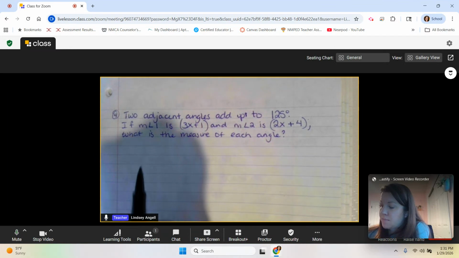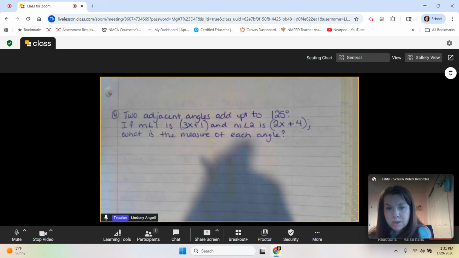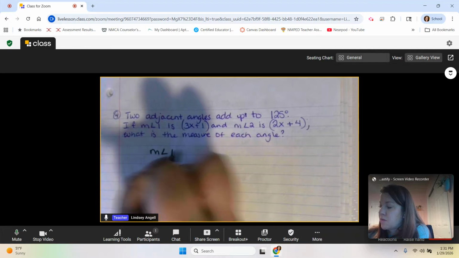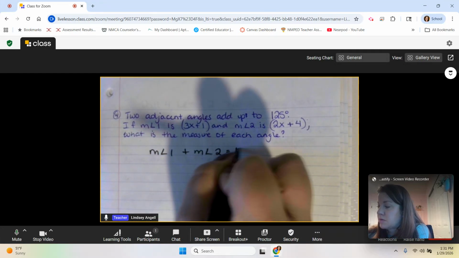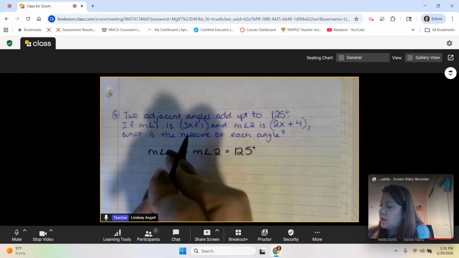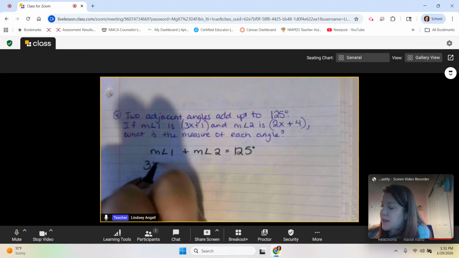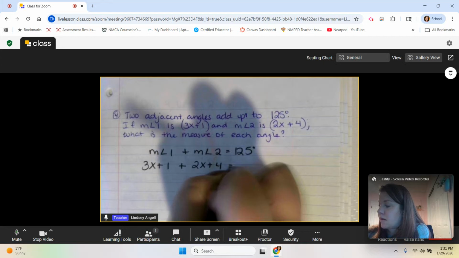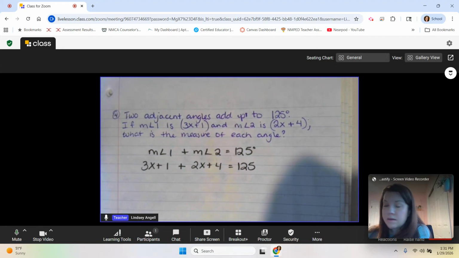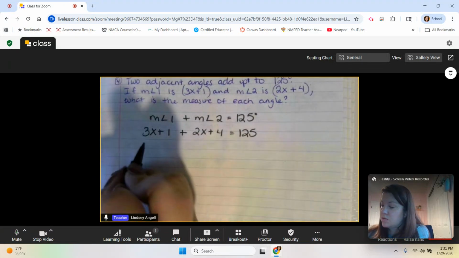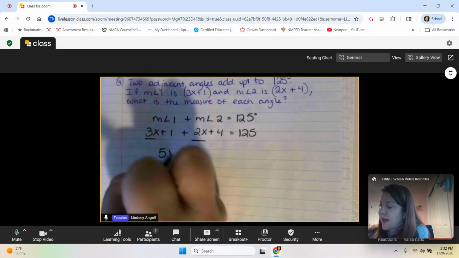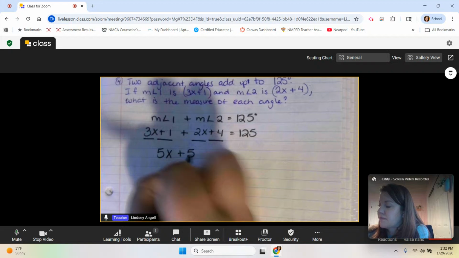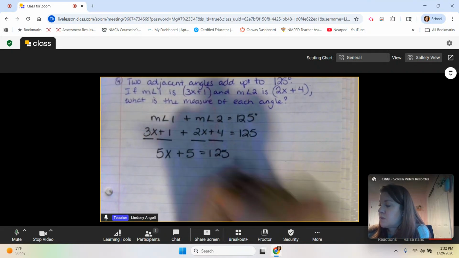So we could draw a picture if we want to, but we don't have to. We know that they're adjacent. We know that they add up to 125. So we could say the measure of angle 1 added to the measure of angle 2 equals 125 degrees. Well, we know that the measure of angle 1 is 3x plus 1, and the measure of angle 2 is 2x plus 4. Okay, combine like terms. 3x plus 2x equals 5x, and then positive 1 plus positive 4 is 5. So we've got 5x plus 5 equals 125.